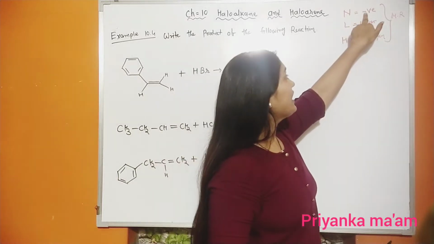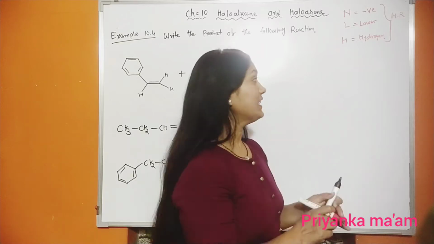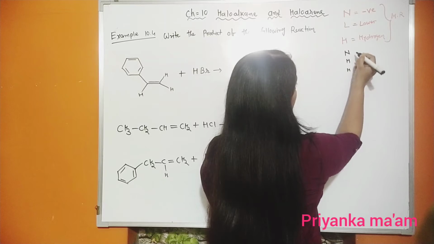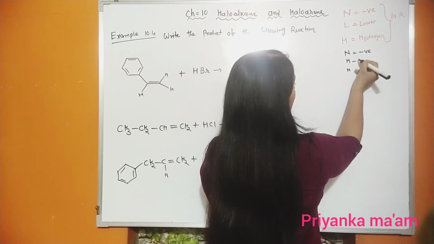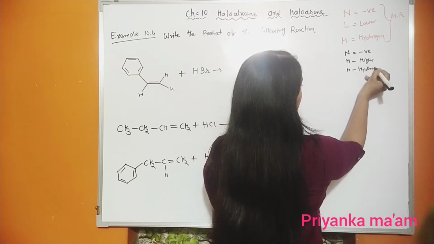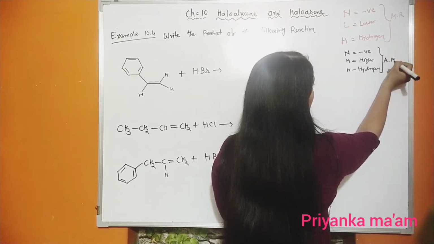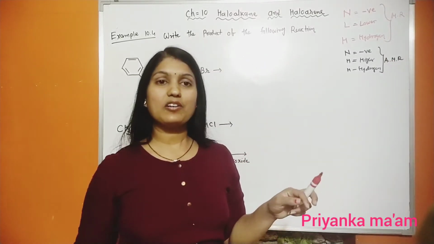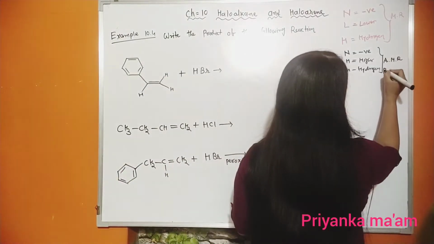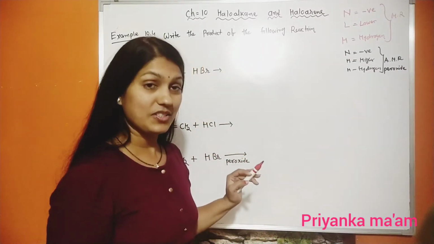Anti-Markovnikov rule is negative atoms attached with higher hydrogen. Bas itna change hai. NHH: negative ions attached with higher hydrogen. It is called anti-Markovnikov rule, and in anti-Markovnikov rule we always apply a peroxide. This reaction always occurs in the presence of peroxide.